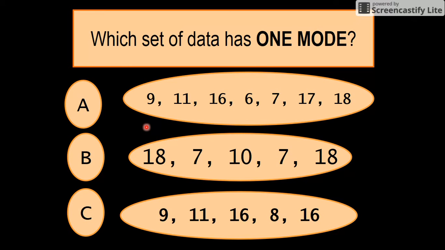All right, so let's have a look. Which set of data has only one mode? So you've got 9, 11, 16, 6, 7, 17, 18. Nothing's been repeated here. Okay, you've got 18, 7, 10, 7. Right, here's a mode there. And then we've got 9, 11, 68, and 16. But this one's got 2 modes because there's 2 18s. This one's only got 1 mode. So I would say C.